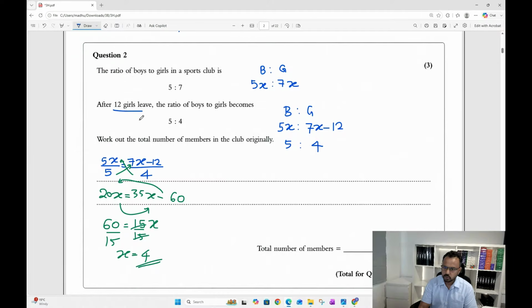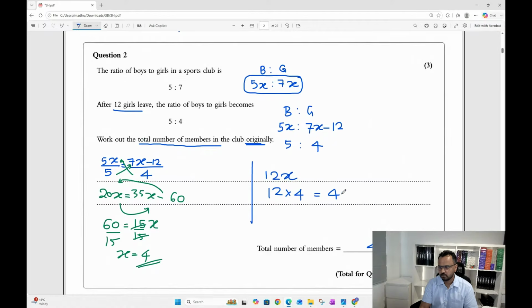Right. Now what's the question? The total number of members in the club. Okay. So we had 5x and 7x to start with, originally, right? Originally. So what's the total number of people? That will be 12x. Why 12x? 5x and 7x. But I know x is 4, right? So 12 times 4, the correct answer is 48.